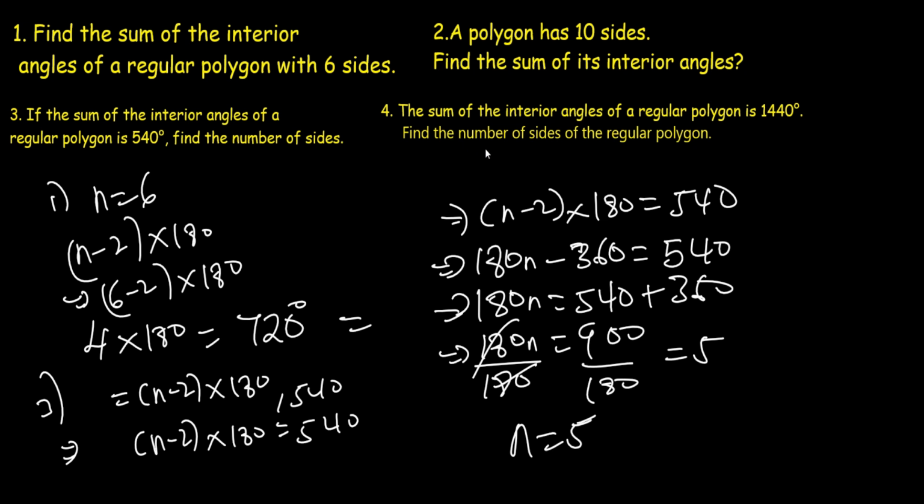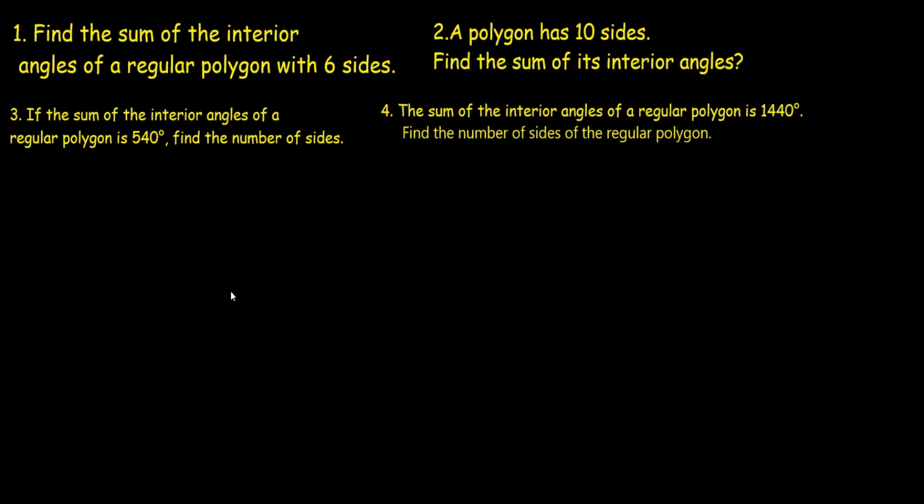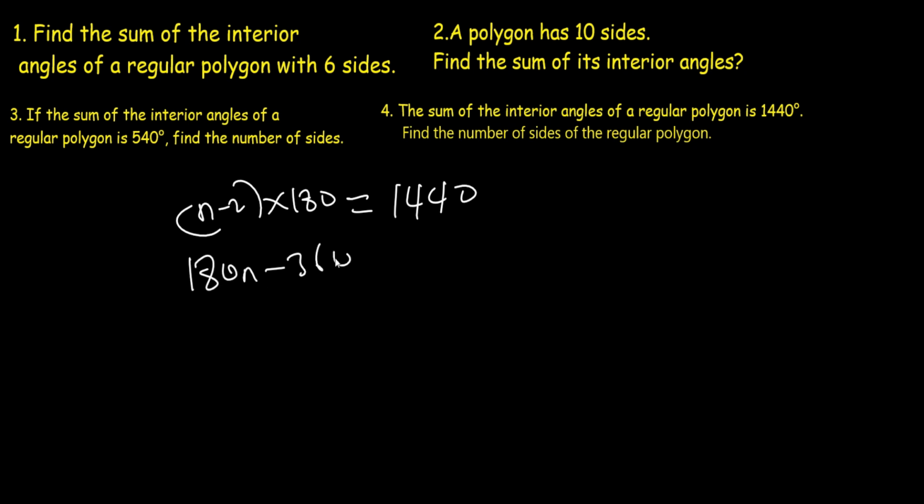Now the next one says the sum of the interior angles of a regular polygon is 1440. Find the number of sides of the regular polygon. So here they have given you the sum of the interior angles of the regular polygon, and we have to find the number of sides. As you know, the sum of the interior angles is equal to n minus 2 times 180 degrees, which will be equal to 1440. Now we expand the bracket as 180n minus 360, which is equal to 1440.